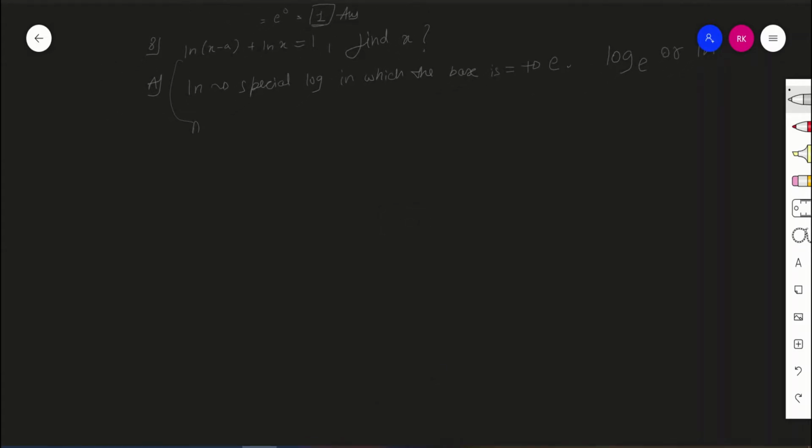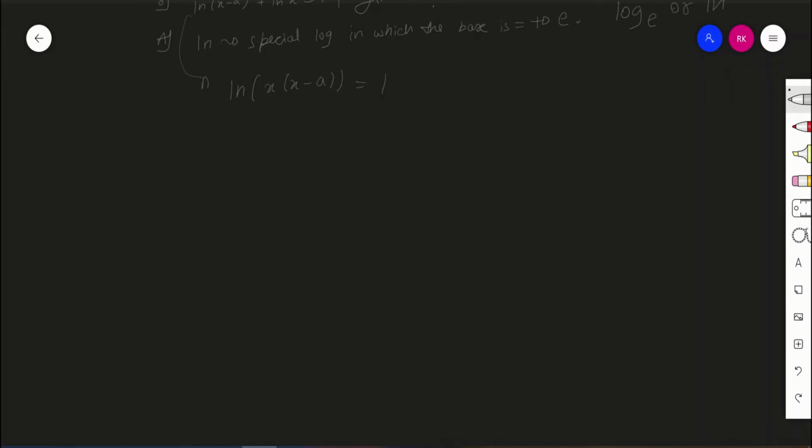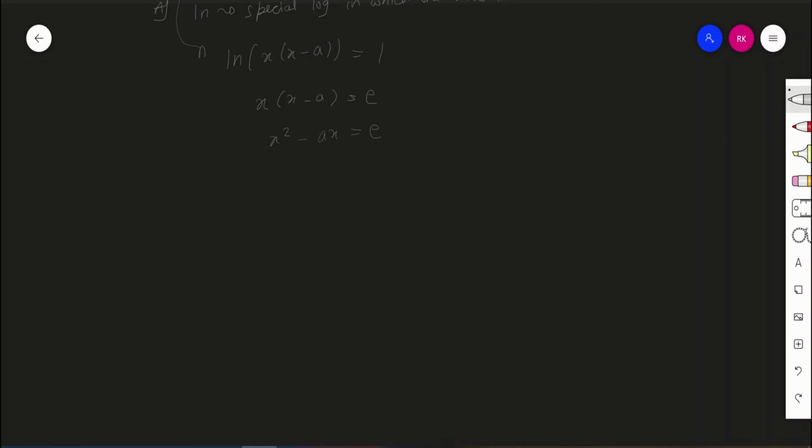For this question, I'm going to use the property ln a + ln b = ln(ab). So ln of a into b, so x(x − a) = 1. Now I'm going to take the anti-log. So x(x − a) = e. So this is my quadratic equation, x² − ax − e = 0.